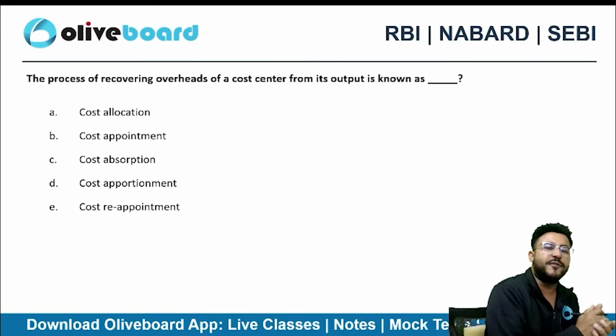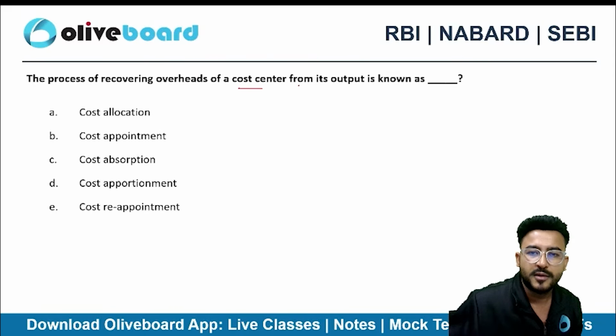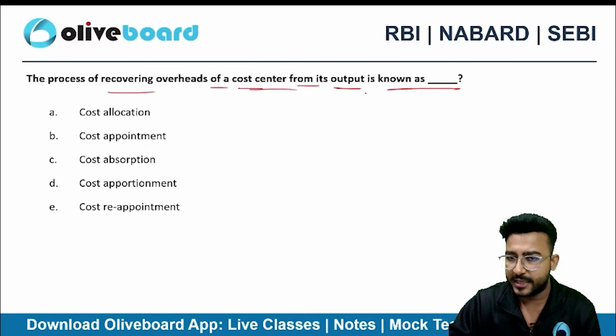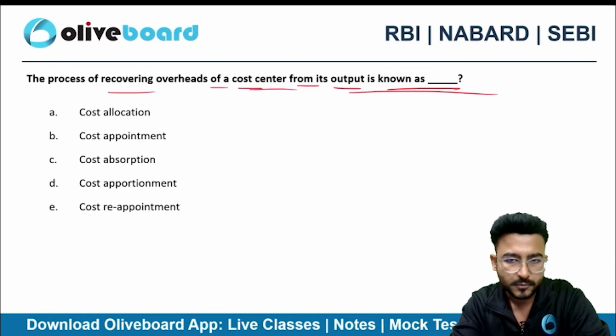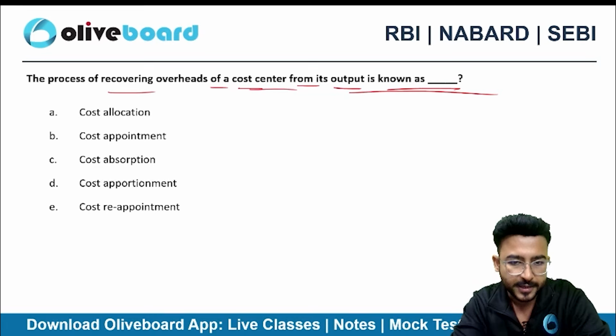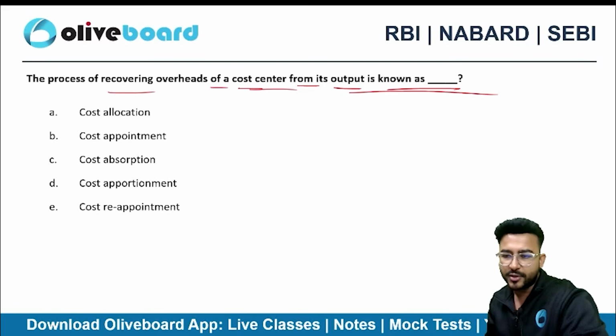The process of recovering the overheads of a cost center from its output is known as what? What are we actually doing here? Options are in front of you. Let me know in the comment section. We are just trying to recover the overheads, right? What are we actually doing?